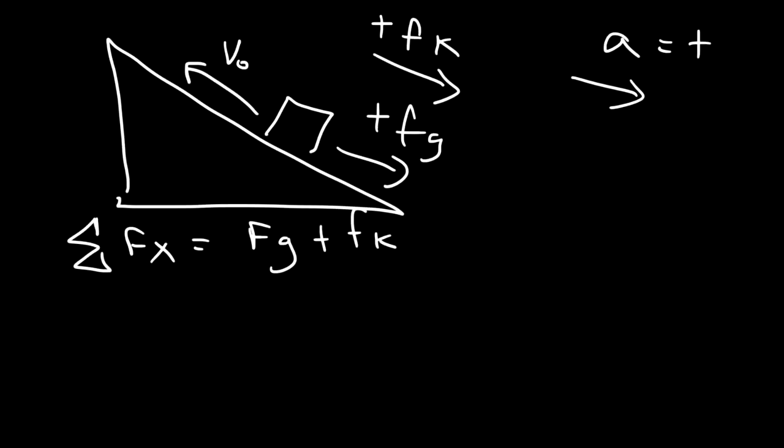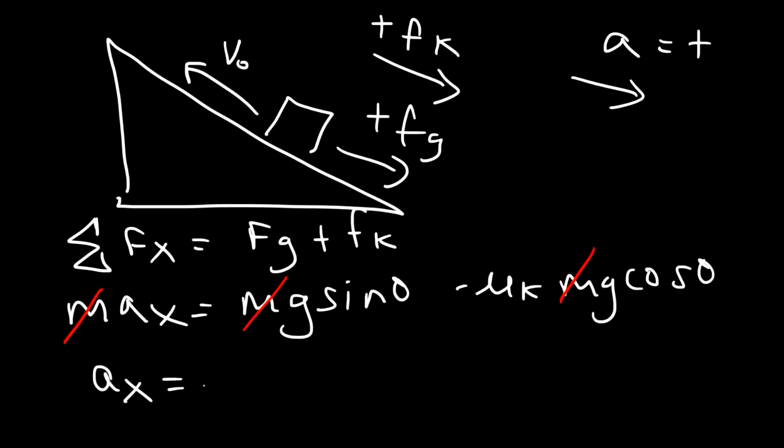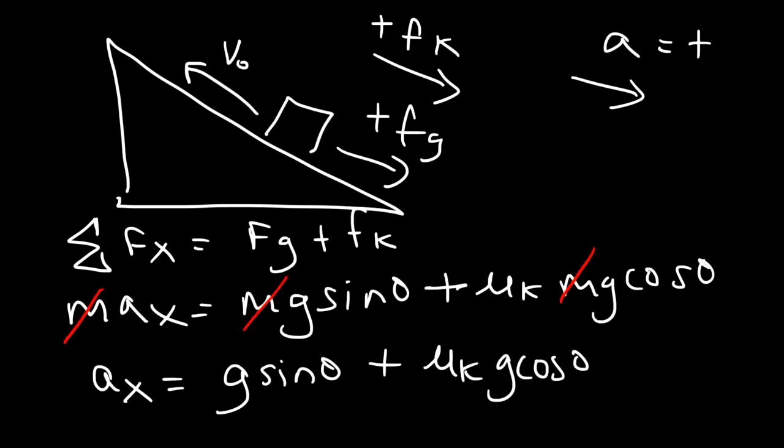So just like before, this is going to be ma, and Fg is going to be mg sine theta. And Fk is mu k times mg cosine theta. And so the acceleration of the system is positive g sine theta, plus mu k g cosine theta. And so this is it.